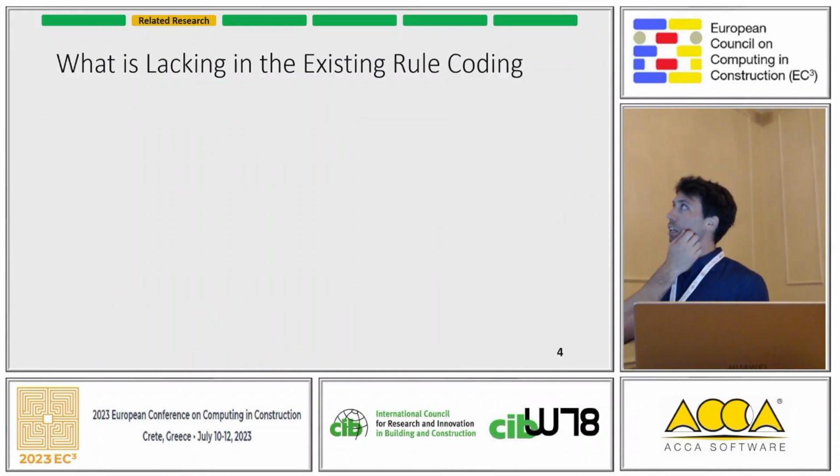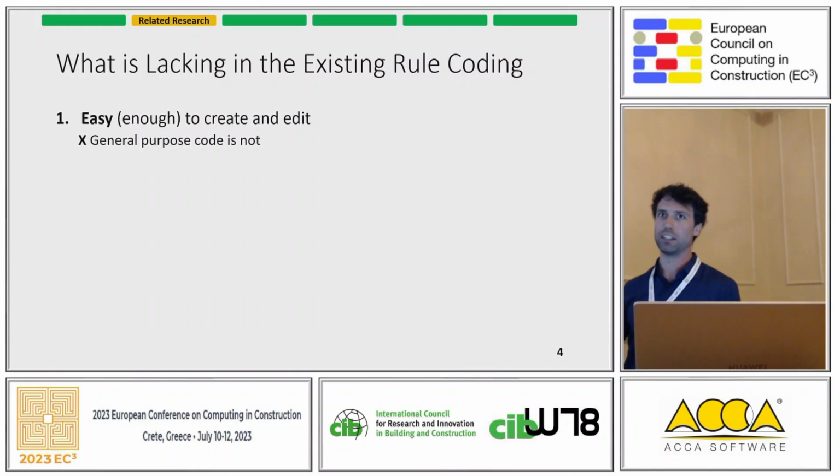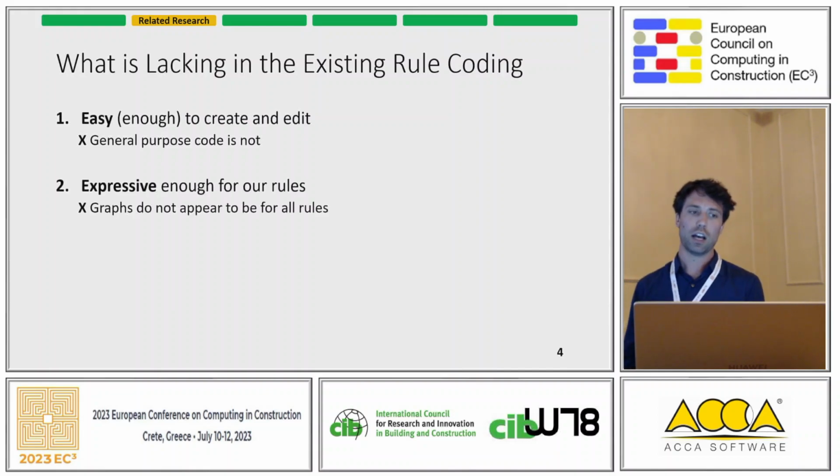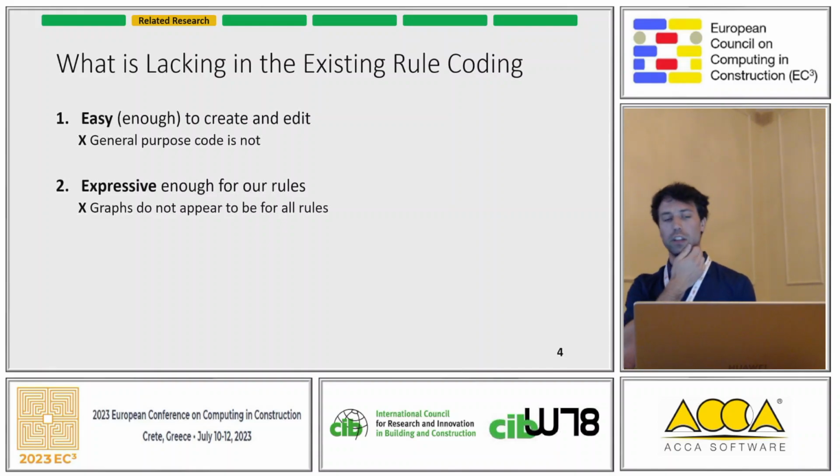But what's lacking in all these existing methods? First of all, you want an easy way to code these rules. Asking an interior designer to write C code is probably not going to happen, right? So it needs to be something that's pretty easy to use. You also want it to be expressive enough to cover the rules, and what I found with the graphs is they don't quite do that, because there are not a lot of logical operations in those graph methods. So they're not quite expressive enough, at least for some of the rules that I've been seeing.